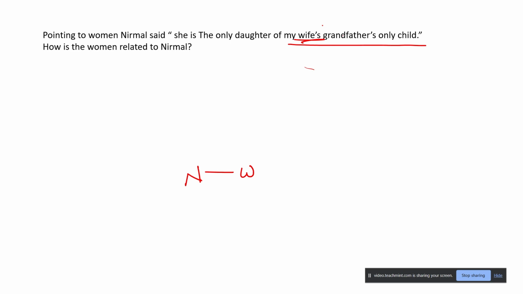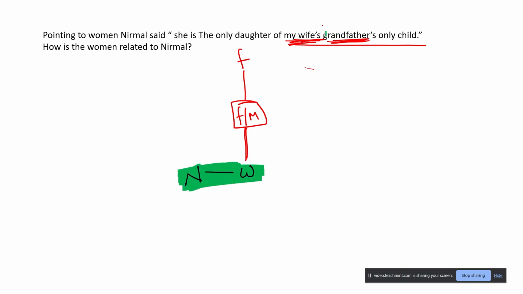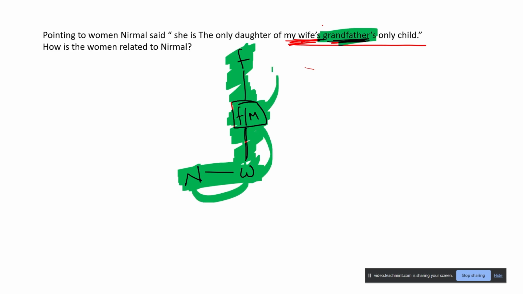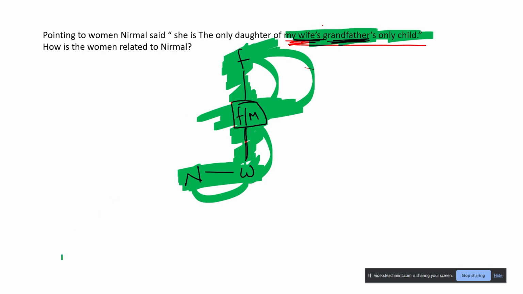So see here, he is saying my wife's, that means Nirmal wife's grandfather. Nirmal wife's grandfather means, let us take Nirmal's wife is there. Nirmal wife's father or mother is going to be here. My wife's grandfather means this father's or mother's father. Guys, listen very carefully. See, Nirmal is here. Nirmal's wife. Nirmal's wife's grandfather means Nirmal wife's parents' father. So my wife's grandfather's only child. This grandfather's only child means that person can be Nirmal's wife's father or mother.